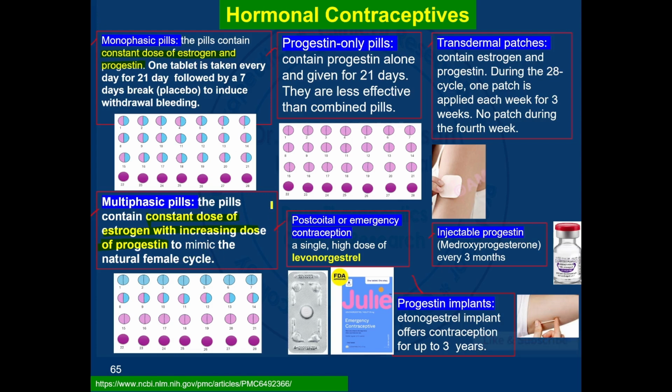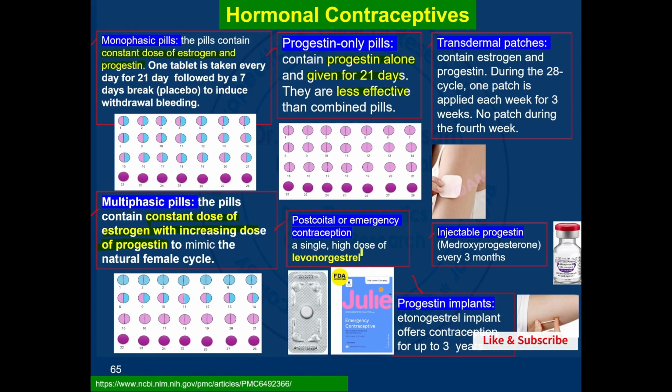Regarding the progestin-only pill, we have only progestin in the tablet, and we call this progestin-only pills, which will be given for 21 days. As you can see, we have the pink color here, all these progestins, but this type of progestin-only pill is less effective than the combined pill.